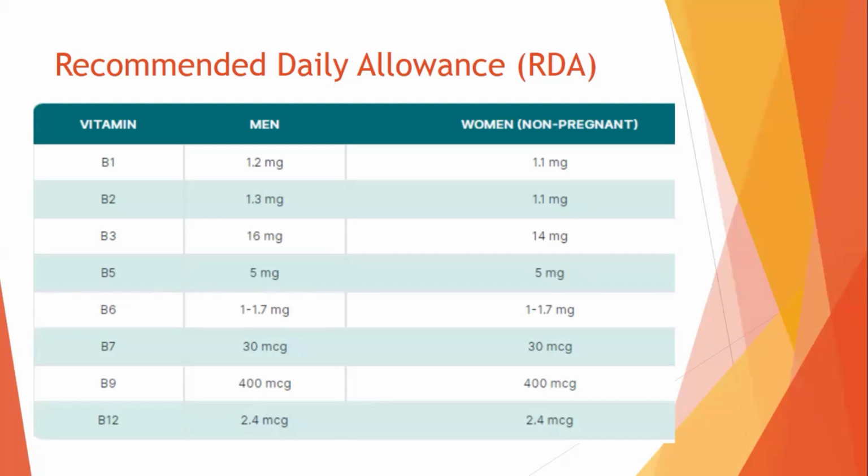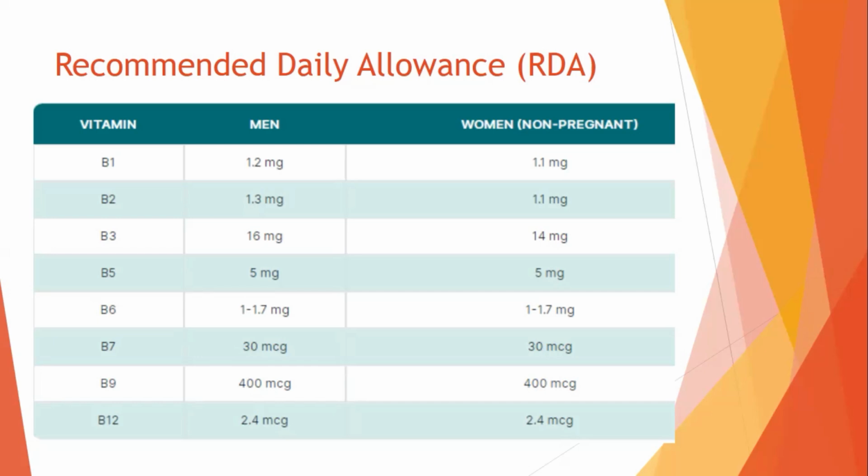B2 is needed 1.3 mg, 1.1 mg in women. Vitamin B3 is needed 16 mg and 14 mg in women. Vitamin B5 is needed 5 mg in men and 5 mg in women both. Vitamin B6 is 1 to 1.7 mg in men and women both, and vitamin B7 is required in very minute quantity, 30 mcg and 30 mcg in women.